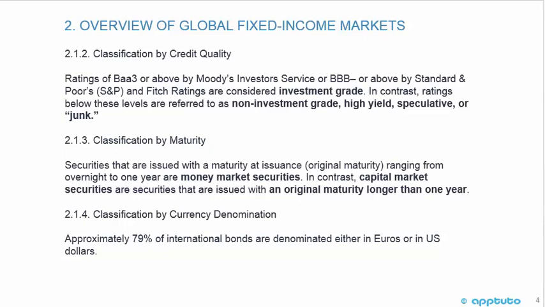In contrast, capital market securities are securities that are issued with an original maturity longer than 1 year. And finally, we're going to look at, on this slide, classification by currency denomination. Approximately 79% of international bonds are denominated in either euros or in US dollars.